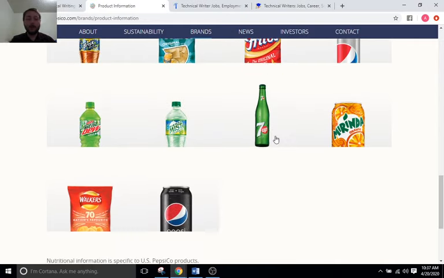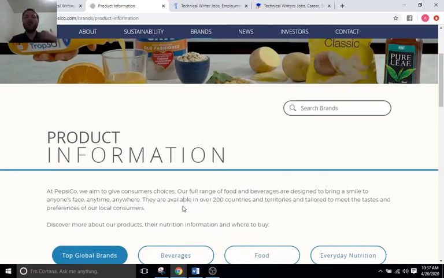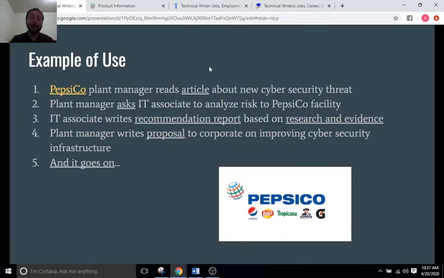Tostitos, Fritos, all that stuff. So PepsiCo owns a lot. They have a lot of manufacturing plants that produce all these foods. They're a very prominent company. I worked in the food industry for a few years, so I kind of have an interest in this stuff.